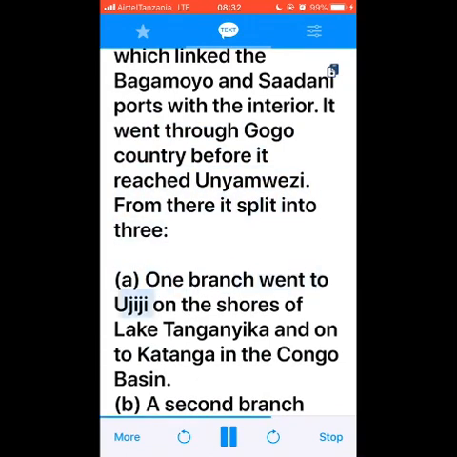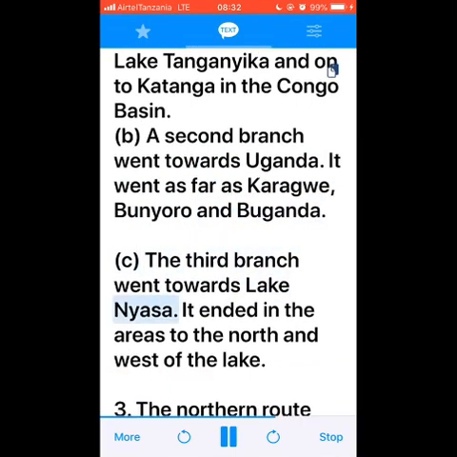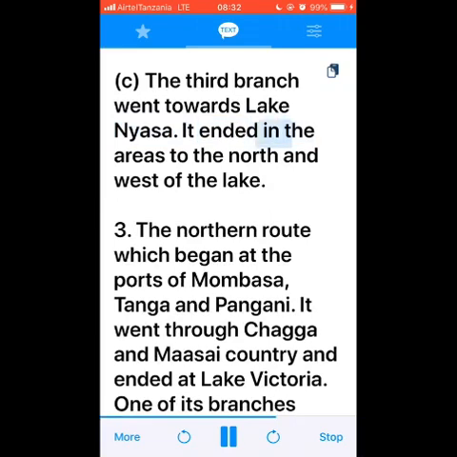One branch went to Ujiji on the shores of Lake Tanganyika and on to Katanga in the Congo Basin. B. A second branch went towards Uganda. It went as far as Karagwe, Bunyoro and Buganda. C. The third branch went towards Lake Nyasa. It ended in the areas to the north and west of the lake.